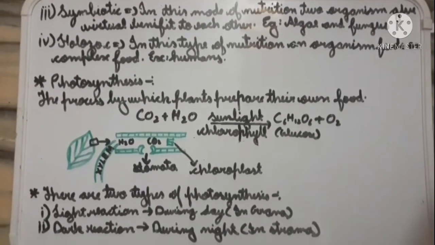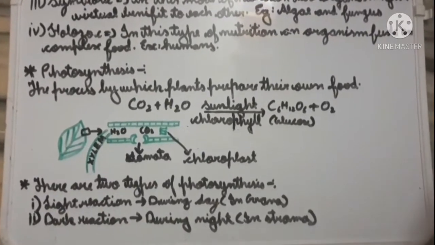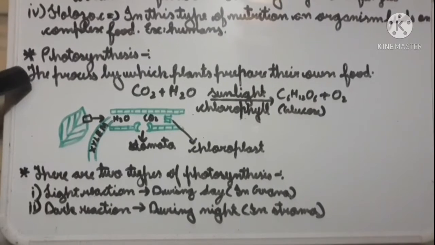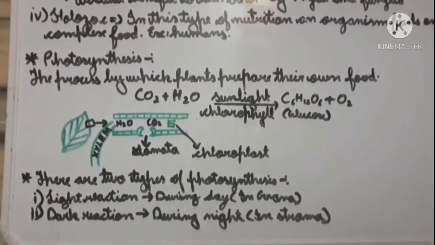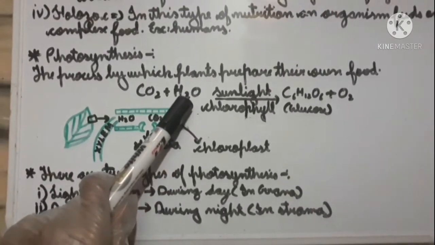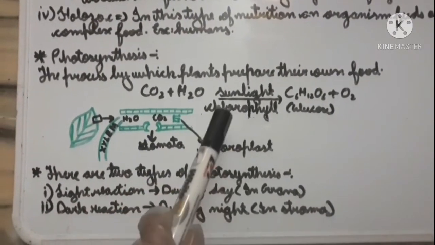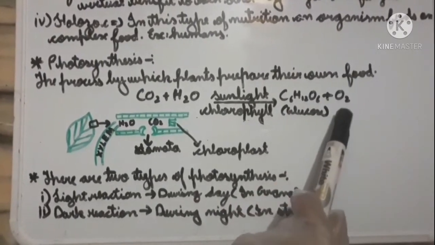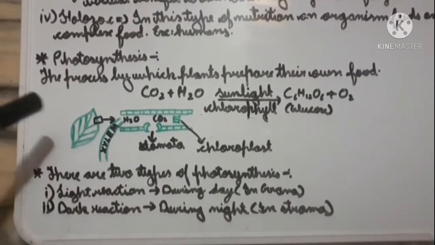Now, let's learn about photosynthesis. What is photosynthesis? Photosynthesis is the process by which plants prepare their own food. Carbon dioxide plus water in the presence of sunlight and chlorophyll gives C6H12O6 glucose plus O2 oxygen.